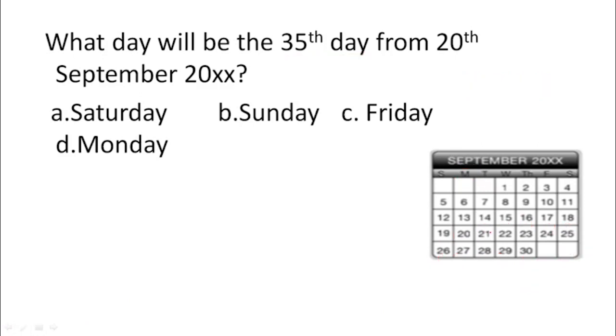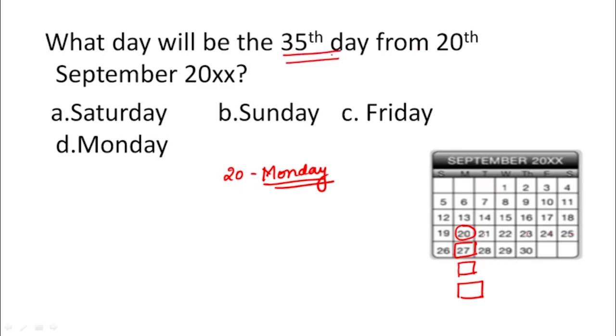See, we know that 20th September is Monday. When will Monday come next? See, after 7 days. Correct? See, if 20th is a Monday, then 27th is a Monday. Correct? After every 7 days, 1, 2, 3, 4, 5, 6, 7. That is the 7th day after 20th will be a Monday. Again, the 7th day after 27th will be a Monday. Like that. Correct? Here, what is the day that they have asked you to find out? The 35th day from 20th.